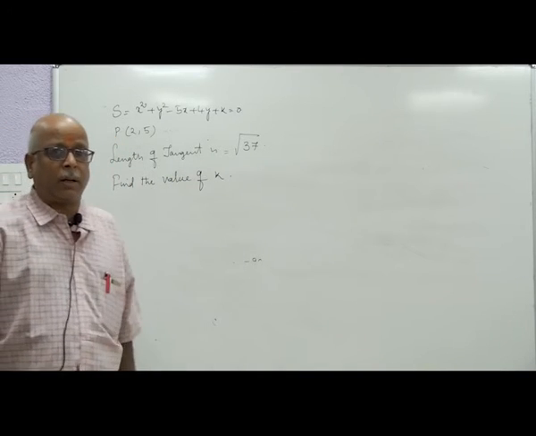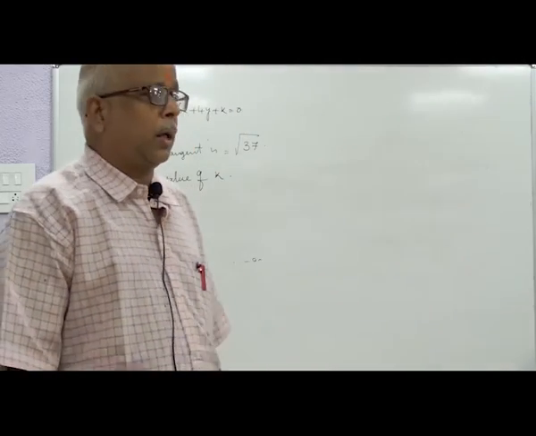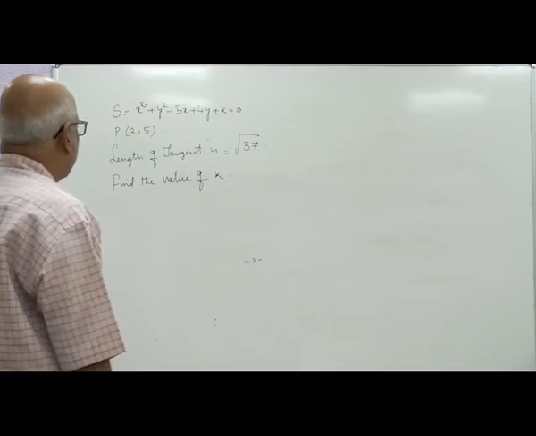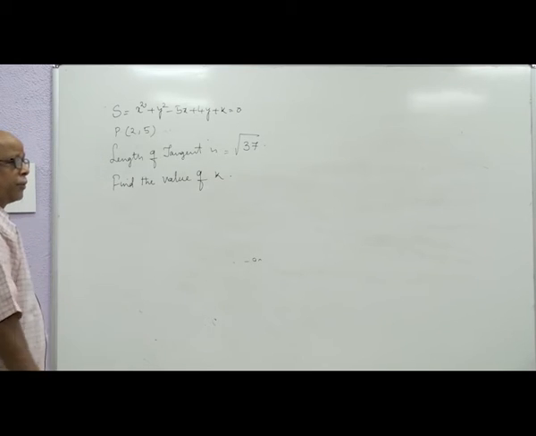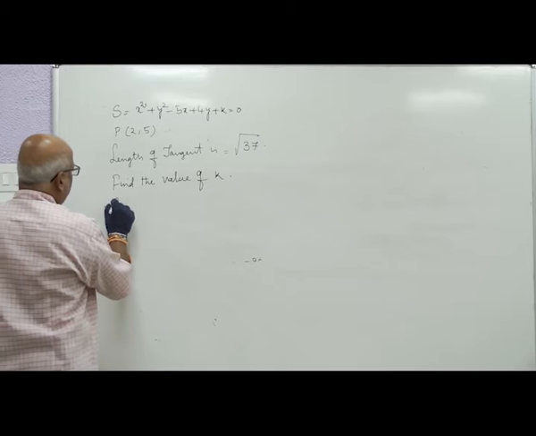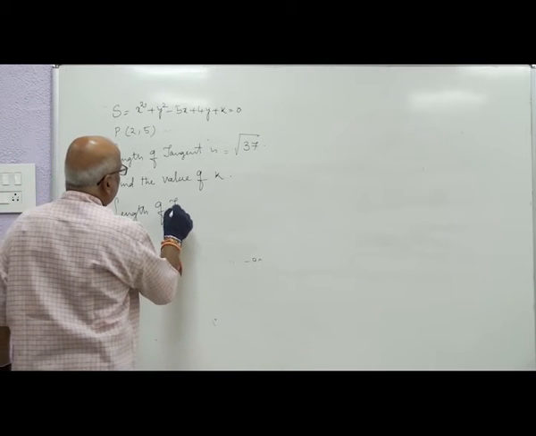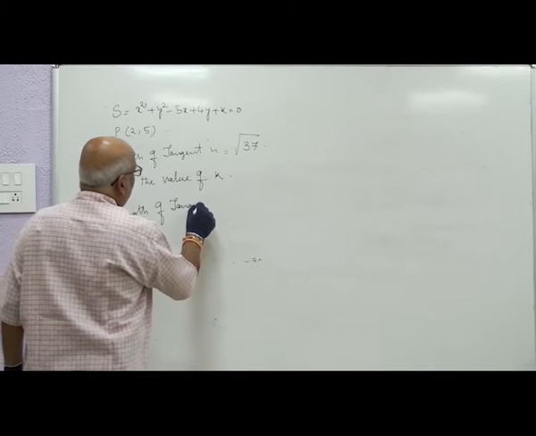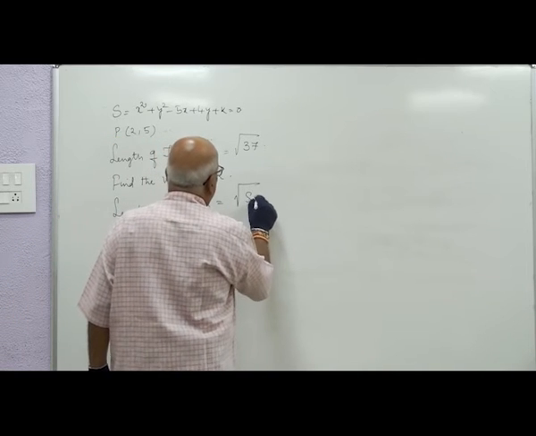Length of tangent is root 37. Then find the value of k. This also I will do. Of course, this is also of the same model, but the circle equation differs here. What is the formula for length of tangent? Length of tangent is equal to root S11.